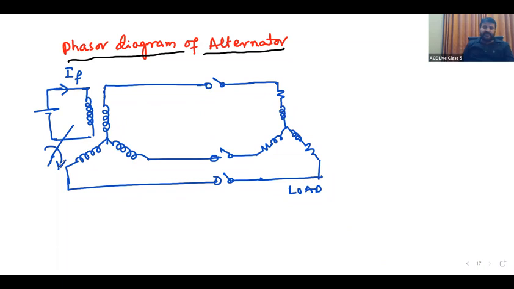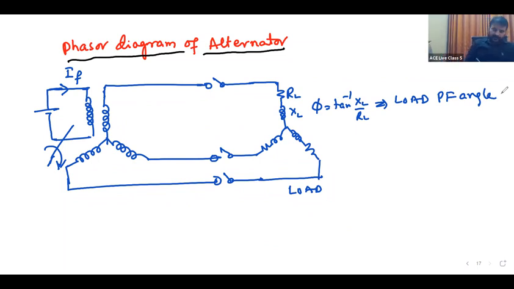Okay, this is the alternator, and this is the load. And what is the load power factor? Say this is RL and this is XL. Then phi is equal to the load power factor angle. Phi is equal to tan inverse of XL by RL. That is the load power factor angle.